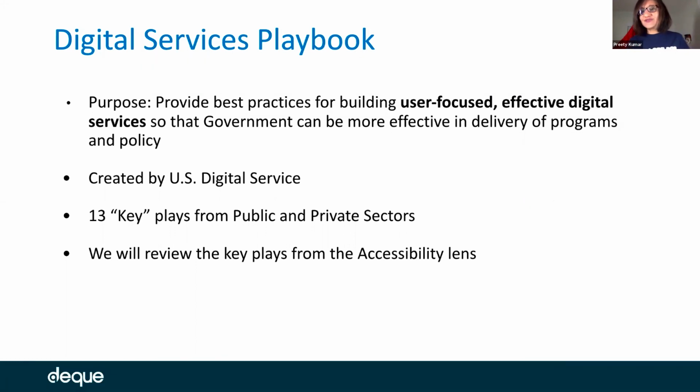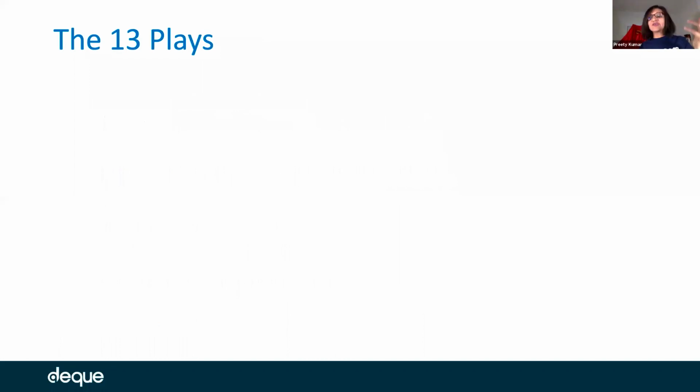So not the old way of doing it, we're going to go back into some back room and invent something and we hope the customers will like it. No, this is very much engaging the users and making it user-focused, right? And it's in the delivery of programs, as I was talking about earlier, and policy. We will review these key plays from the accessibility lens. So what are the 13 plays?